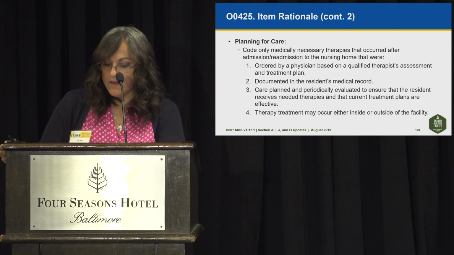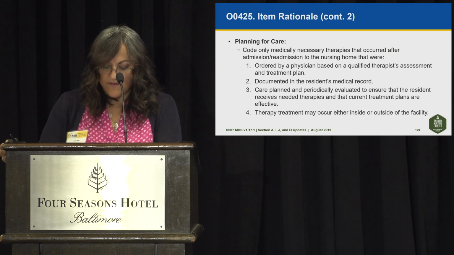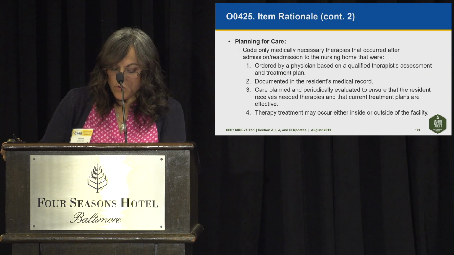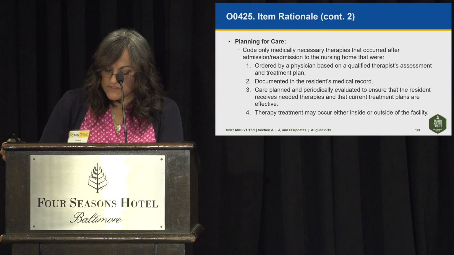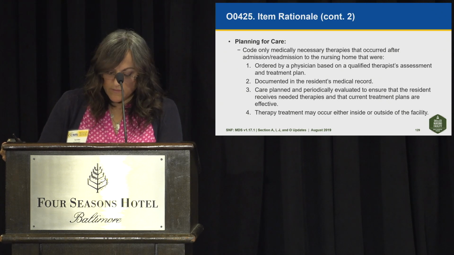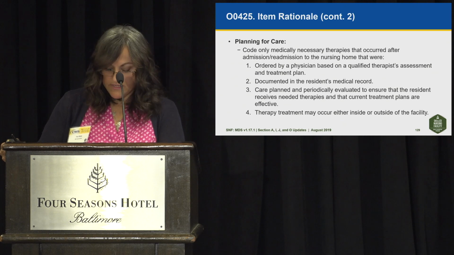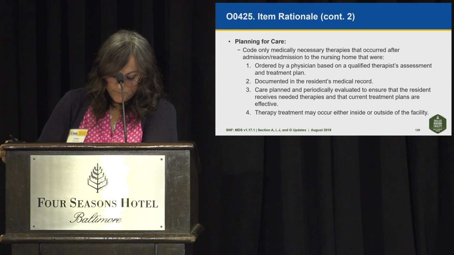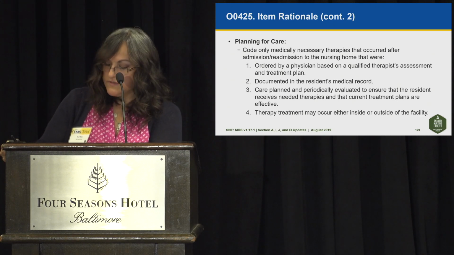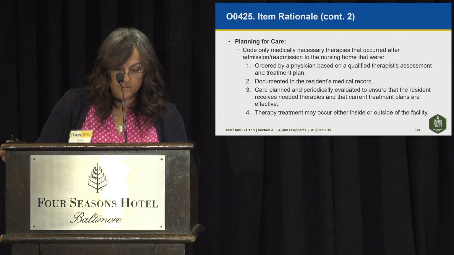And as part of planning for care, what we're looking at in this section are only those medically necessary therapies that occurred after admission or readmission to the nursing home that were ordered by a physician or those non-physician practitioners, and based on a qualified therapist assessment and treatment plan. Those that were documented in the resident's medical record and care planned and periodically evaluated to ensure that the resident receives needed therapies and current treatment plans are effective, or those that occurred either inside or outside the facility. You can find definitions of the types of therapies listed in this section in the glossary in Appendix A of the RAI manual.